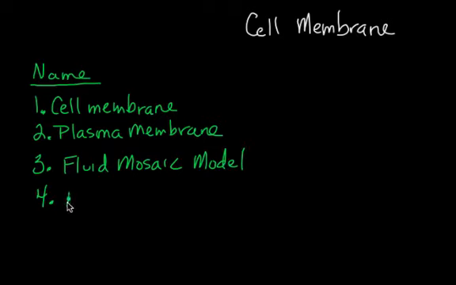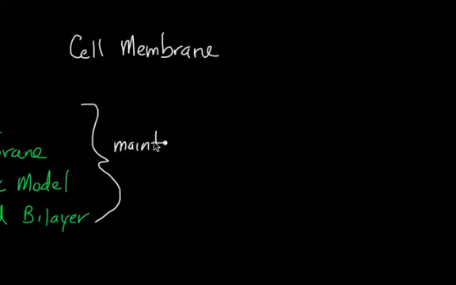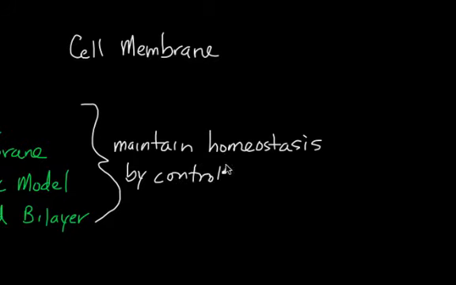And then finally, we could also call it the phospholipid bilayer. And again, all four names mean the same thing. Now, regardless of what name we call it, the cell membrane or the plasma membrane or the fluid mosaic or the phospholipid bilayer, it only has one job. And we've talked about the job before when we talked about cellular organelles. The only job of the cell membrane is to maintain homeostasis. And it maintains homeostasis by controlling what can enter and leave the cell.